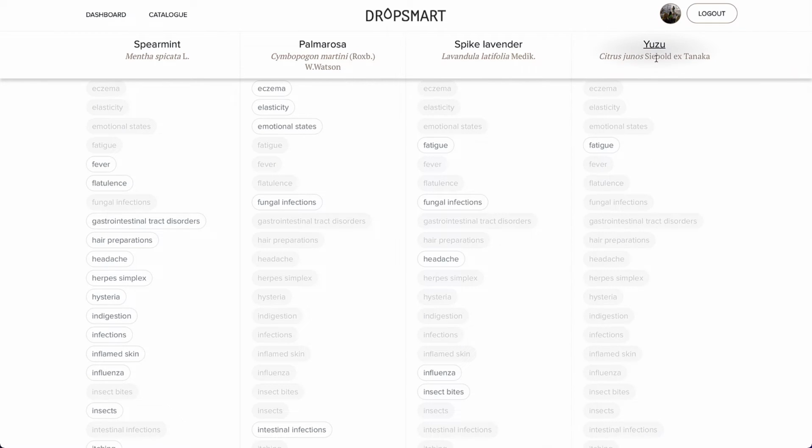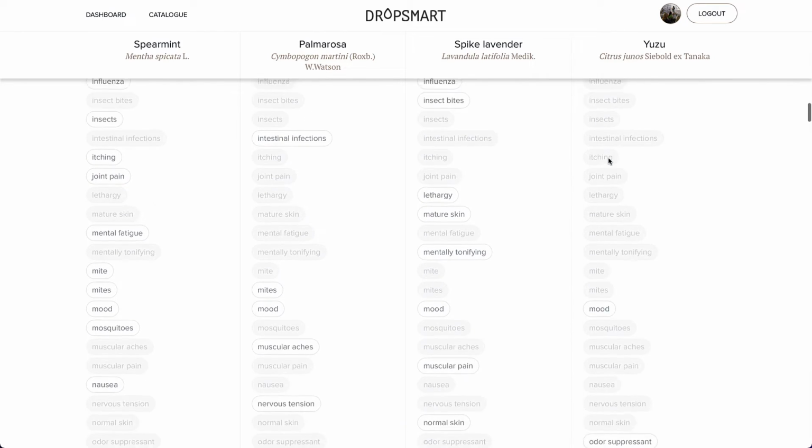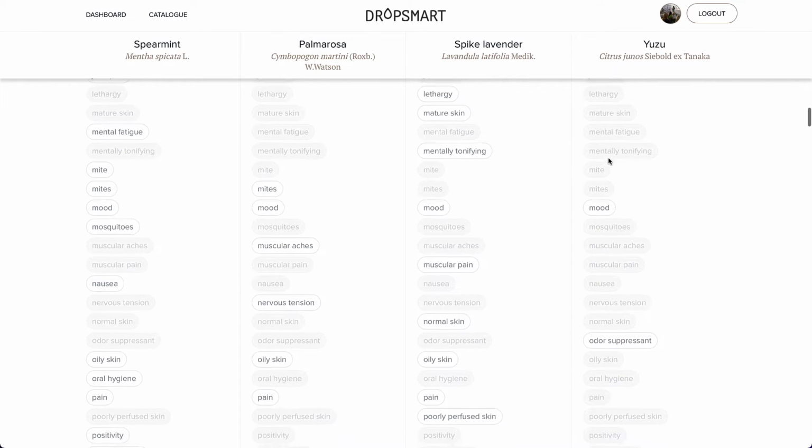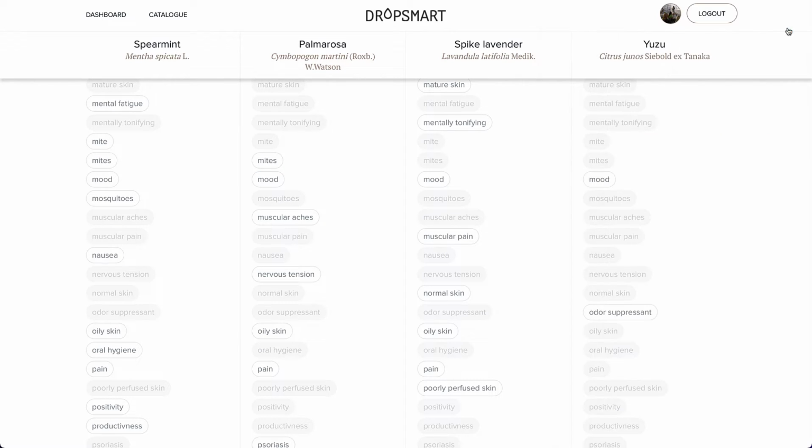And with the citruses, we all know that citruses refresh us, whereas Palmarosa and spearmint, you'll see by the chemistry, is more for calming down. So I am not surprised that fatigue is with spike lavender and Yuzu. Soon you'll be able to make conclusions like that as well. Next, I'd like to look at mood. All are recommended for uplifting different kinds of moods and emotions. So do take a look if this might be something to tell you which of the oils are perhaps best for your case.